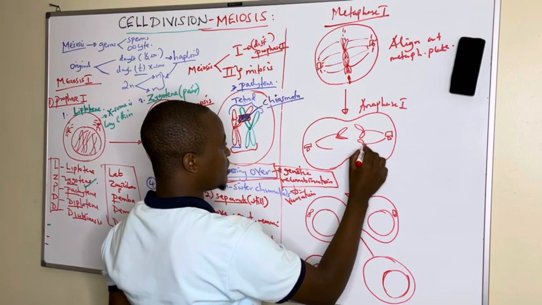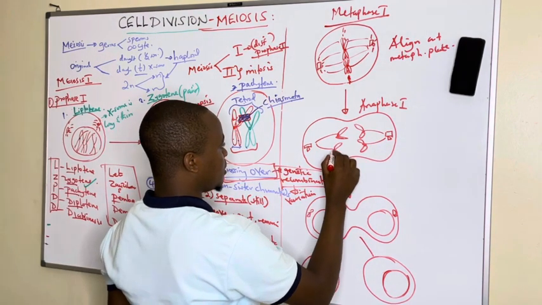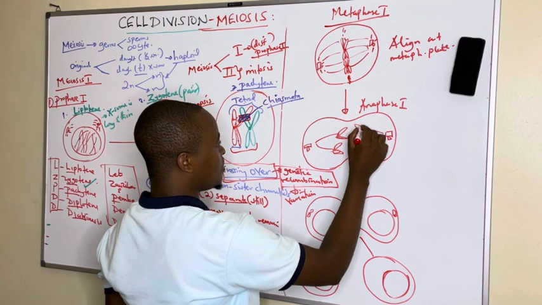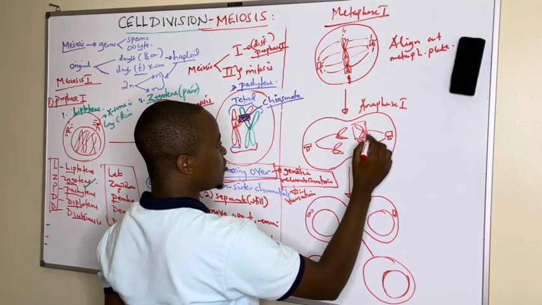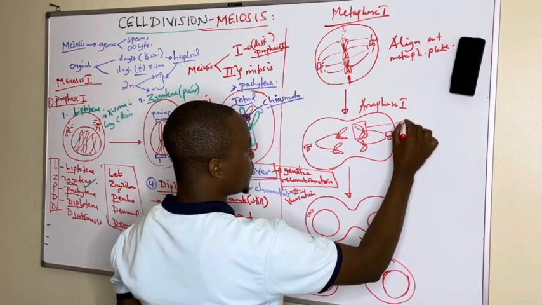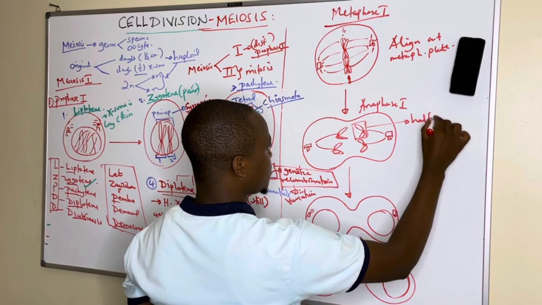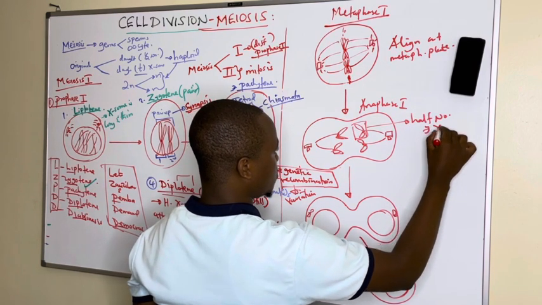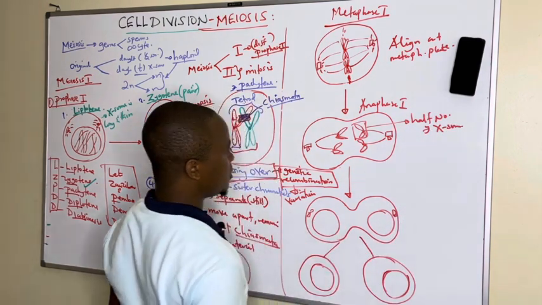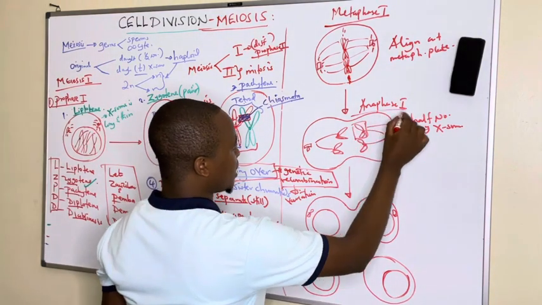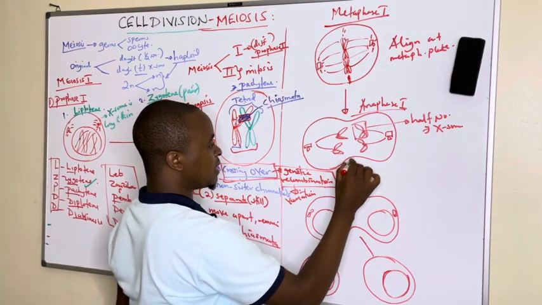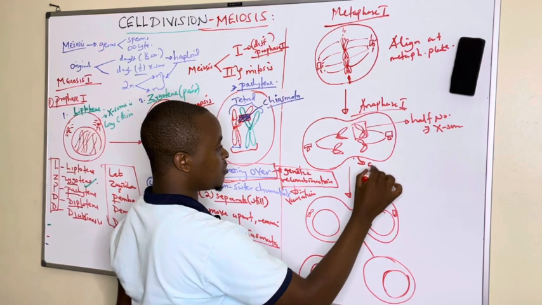They pull apart the sister chromatids, and with this pulling apart, the chromatids being pulled apart have half the number of chromosomes of the original parent. And remember, it is during late anaphase that we form a furrow. That is where cytokinesis begins from.